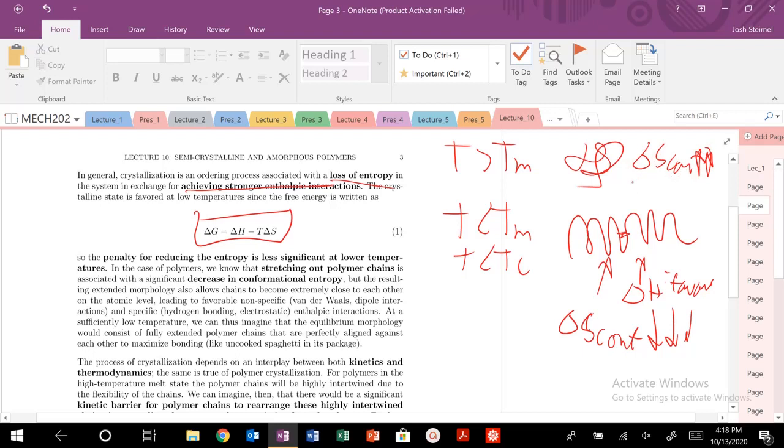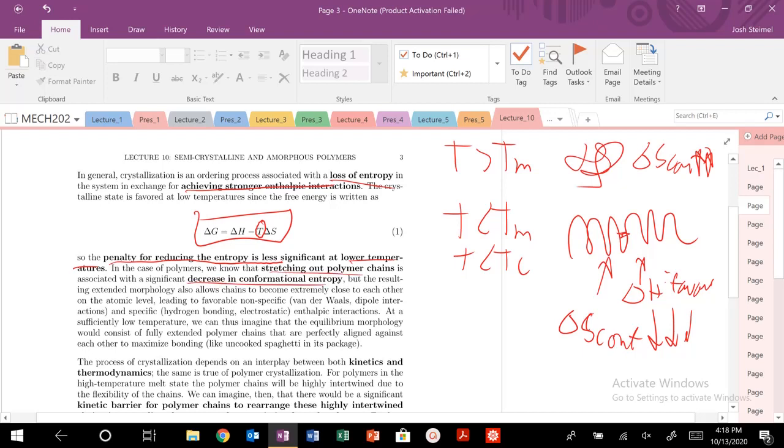So that is, again, the balance. We have a penalty for reducing entropy, but that penalty is less. Again, this is basically a scalar multiple. That penalty is less at low temperatures. So we can stretch out the polymer chains.